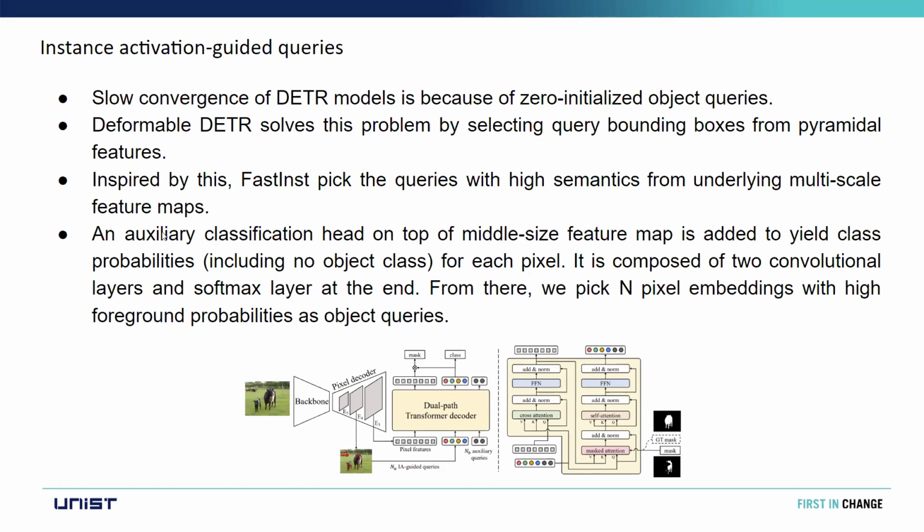What they do is put an auxiliary classification head on top of the middle size feature map, E4, to yield class probabilities, including a no object class, for each pixel in E4. This auxiliary classification head is composed of two convolutional layers and a softmax layer for generating the probabilities at the end. From there, they pick N pixel embeddings with high foreground probabilities as object queries. This N they chose to be 100.